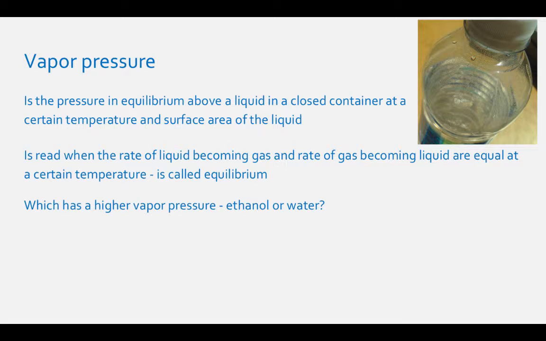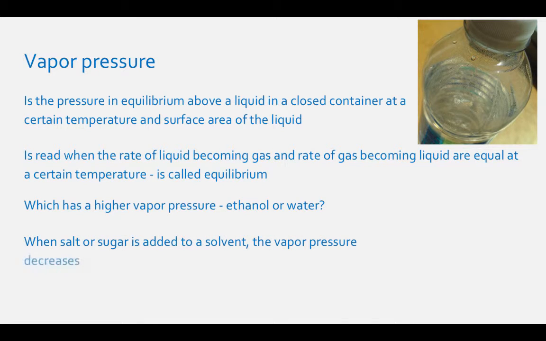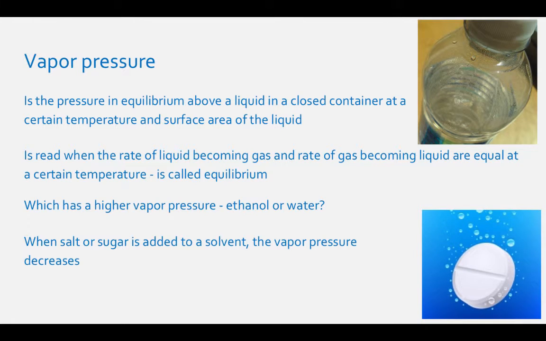But when a non-volatile solute is added to a solution, the vapor pressure decreases. Non-volatile is another way of saying not able to be vaporized. So a non-volatile solute is something like salt or sugar. The vapor pressure decreases because the non-volatile solute particles will get in the way of the solvent particles that are being vaporized into the gaseous phase.